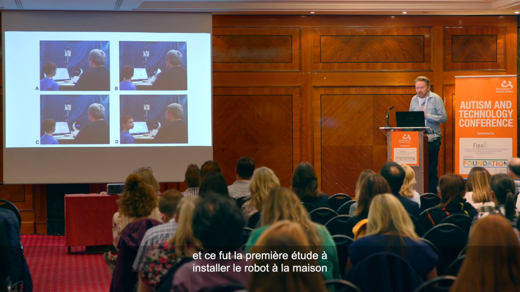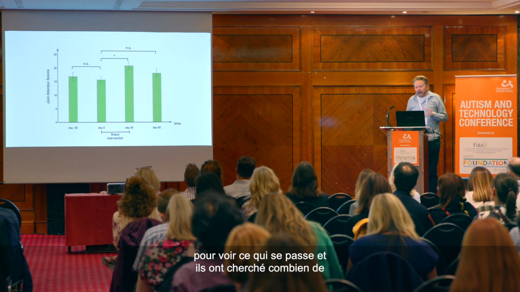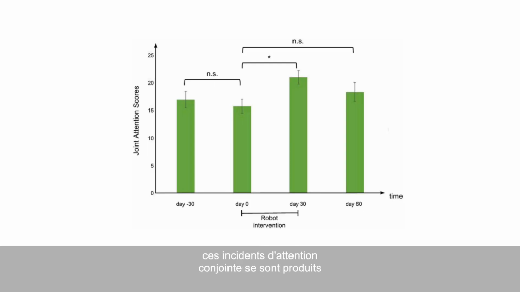And it was the first study to put a robot in the home and see what happens. And they looked at how much of these joint attention instances occurred, and they measured it 30 days before the robot arrived, the day the robot arrived, and the robot was with them for 30 days. Then they took the robot away, and then they measured it 30 days after the robot had gone.